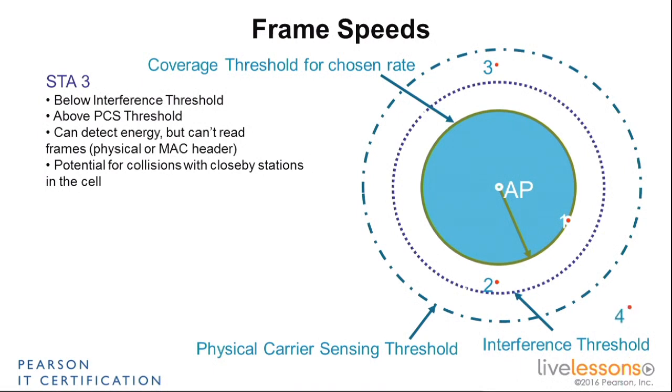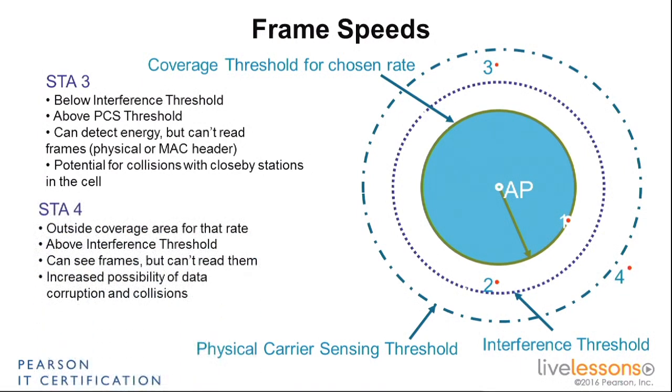And of course, if you are beyond that, well, you may detect some vague energy in the background, but it's just noise for you, so you ignore it completely, and you would not be in the cell anymore, you'd be sending. But if you're close enough to stations in the cell, you may be disrupting them, of course.